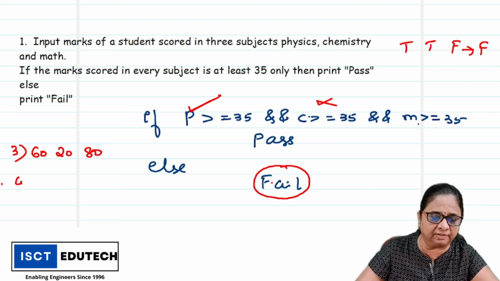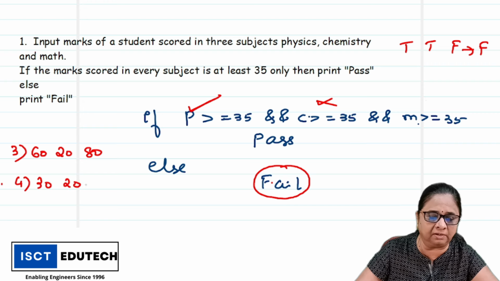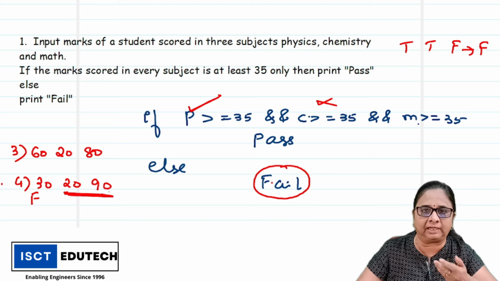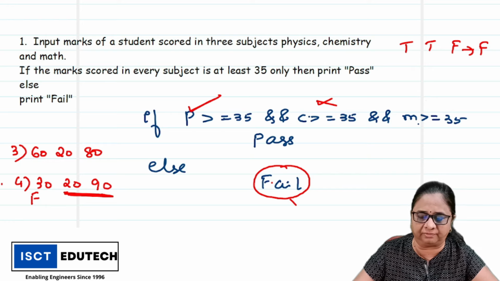You can also test it with the last one. I will say 30, 20 and 90. First condition itself is false. So it will not check for the rest of the two things. It will directly go to the else part and give it as false. Let's see the C program for this.